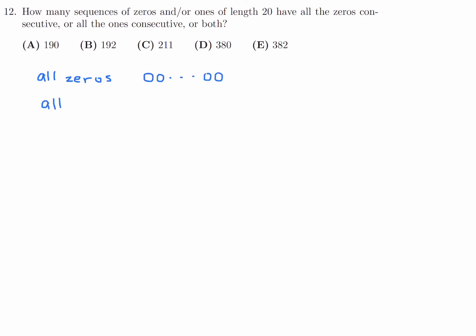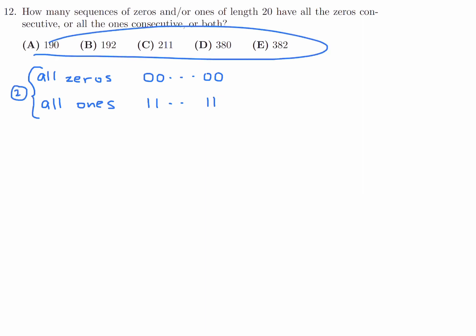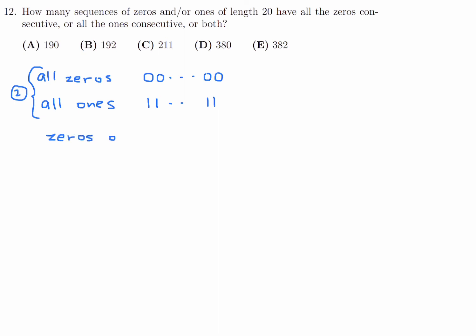The other one is all ones. And that's, of course, 1, 1, all the way, 20 of those guys. So right off the bat, you got two cases. But obviously, there's quite a few more. All right, so now let's take it one step further and look at the ones where you have a combination of zeros and ones.